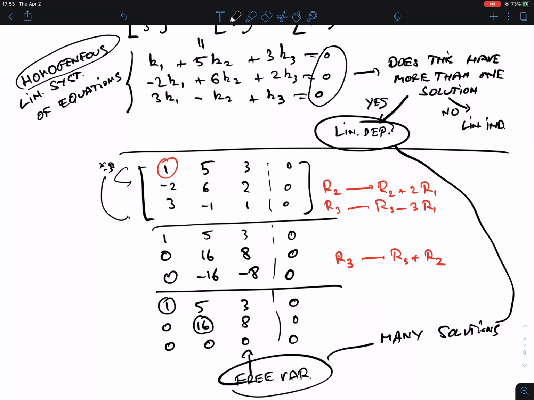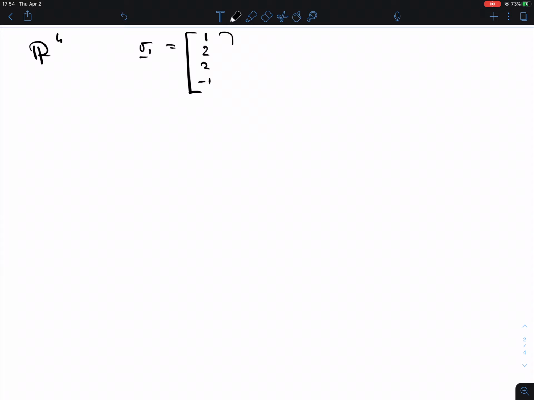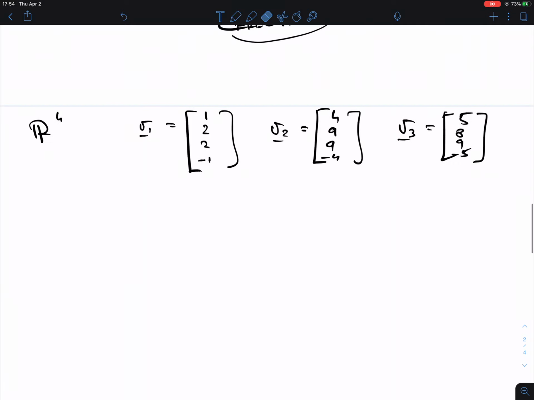Okay, let's do another example, perhaps in R4. In R4 we have the following vectors. I'm going to write them as columns because it makes it so much easier. V1 is 1, 2, 2, -1. V2 is the vector 4, 9, 9, -4, and V3 is the vector 5, 8, 9, -5. That's a negative here, in case this is not clear.